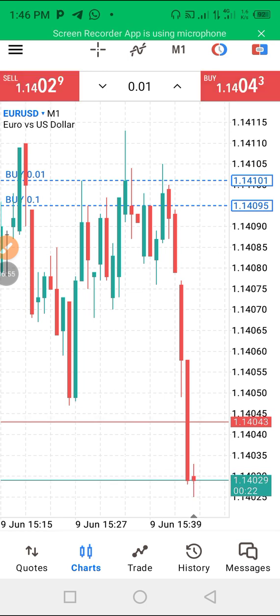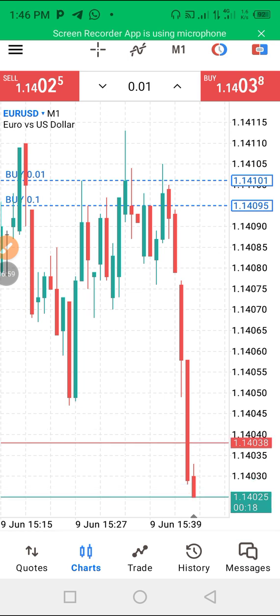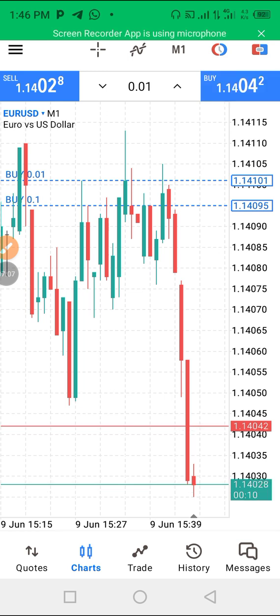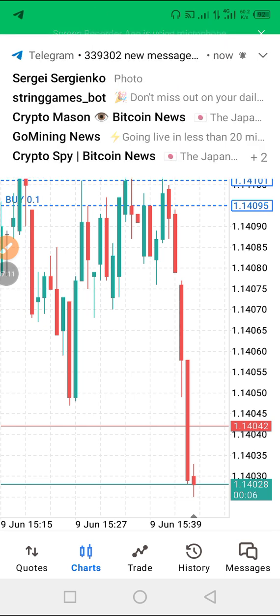Then the second type of traders are called intraday traders, or we call them day traders. What they do is they trade within a particular day. All their trading lasts within one day. It doesn't surpass one day. They can trade within 5 hours, 10 hours, 12 hours, 20 hours, but it doesn't surpass 24 hours.